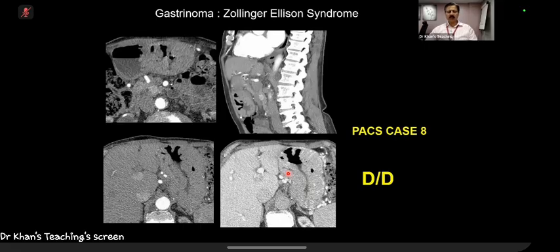But having said that, gastrinomas can also produce ulceration, etc., and they can cause hyperenhancing metastasis in the liver. But my idea here was to teach you rugal thickening of the stomach.